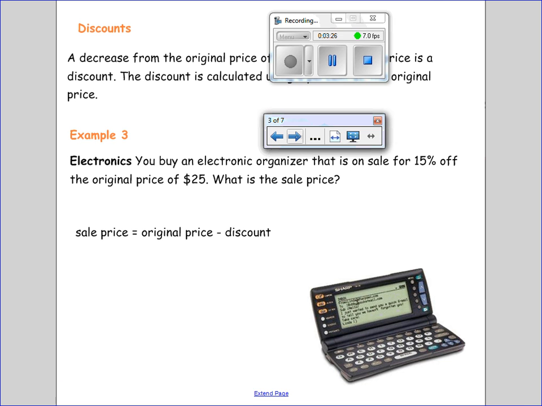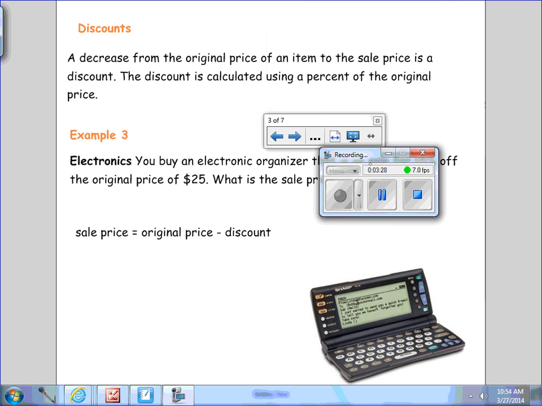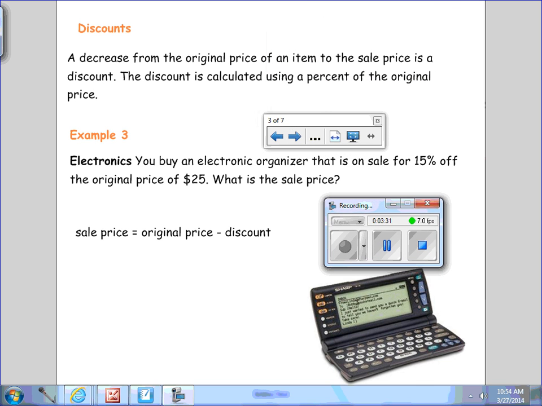So now we're going to talk about discounts. Discounts are always a good thing. The decrease from the original price of an item to the sale price is a discount. A discount is calculated using a percent of the original price. So if you've gone into a store, they'll say your tennis shoes are discounted 25% off. You go in to buy something, a discount. You take the original price, and it can be anywhere from 10 to 90% depending upon the sale. So it's a discounted price.